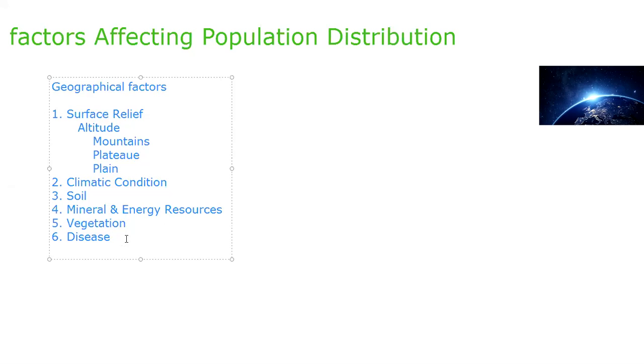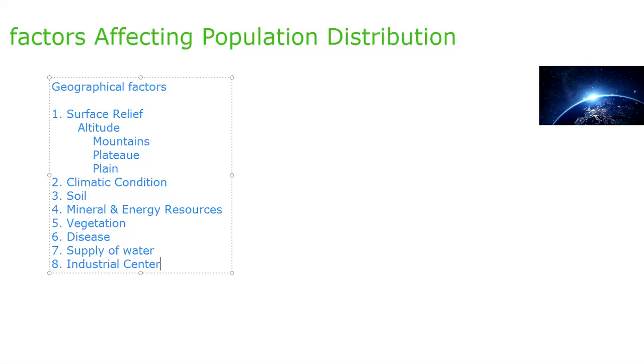Okay, then the next factor is supply of water. It is obvious that humans cannot survive without water. So an area which has more water will attract more population compared to the area which has less water. And the example is desert and some of the hilly areas and mountainous areas. Okay, so then there's another factor which is industrial center.